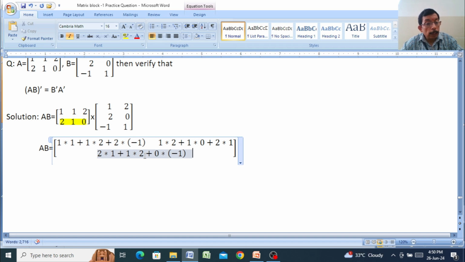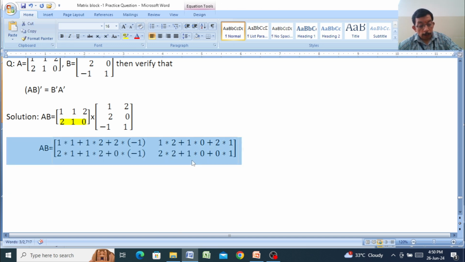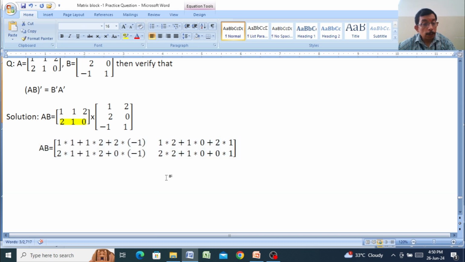Now the second row multiply by the second column. This is the last element of this matrix AB. Second row first element is 2 and the second column first element is 2, then 2 multiply by 2 plus second row second element is 1, multiply by the corresponding element 0, 1 into 0, then plus last element of the second row is 0 and the corresponding element 1, 0 multiply by 1. Then each row multiply each column, multiplication of these two matrices is complete. Now we find the solution in the next step.